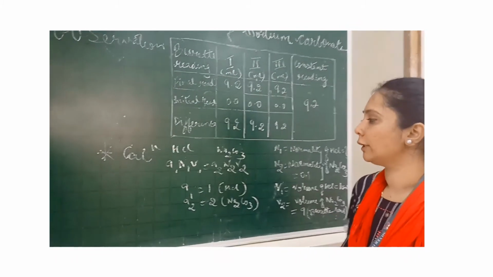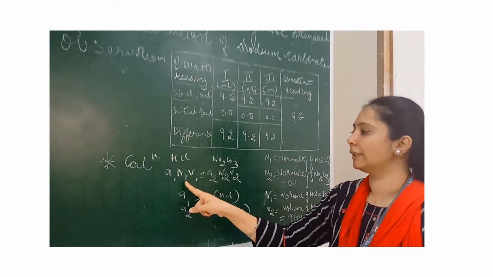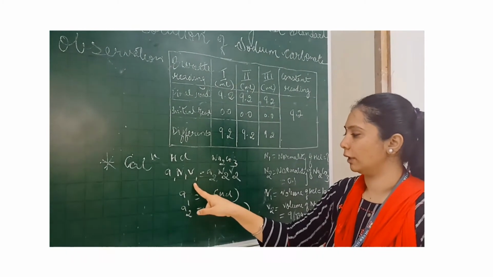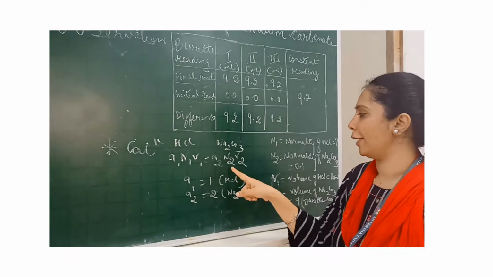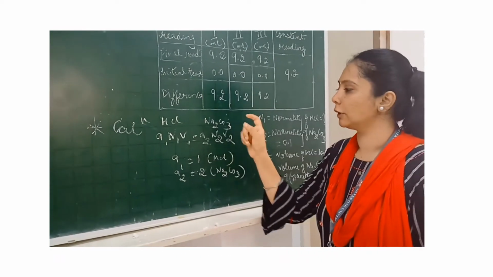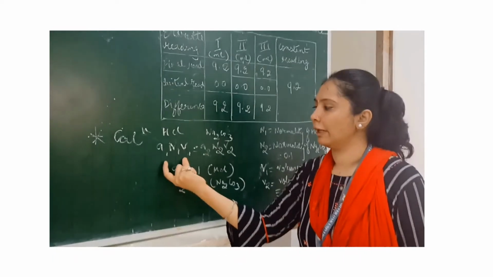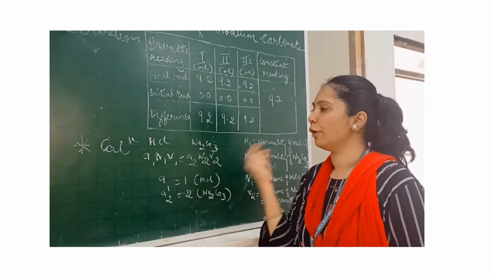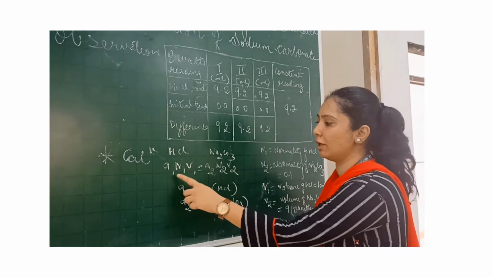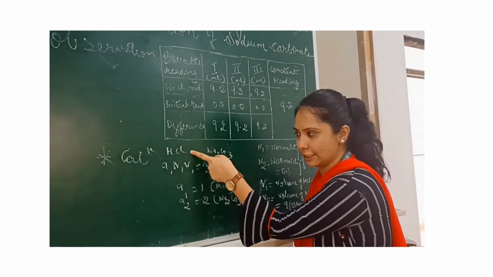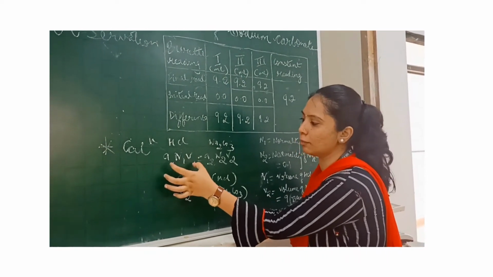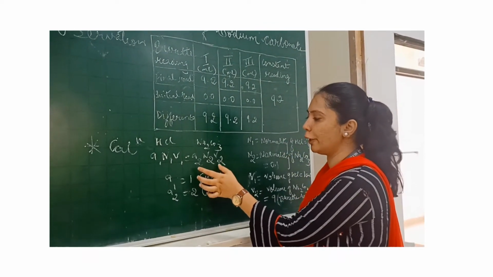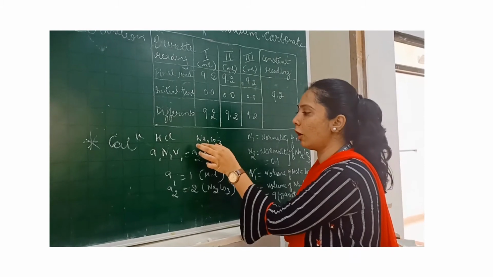What is the formula to calculate? Then you can see the formula here. A1 N1 V1 is equal to A2 N2 V2. Okay? So the formula is A1 N1 V1 equal to A2 N2 V2, where A1 N1 V1 will be for HCl. These terms are totally dedicated for HCl, while A2 N2 V2 are dedicated for Na2CO3.